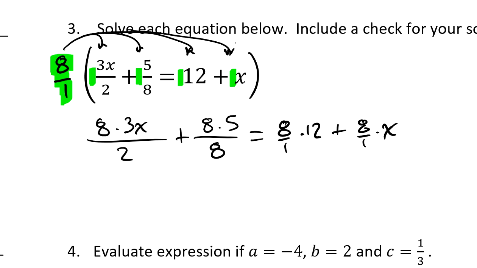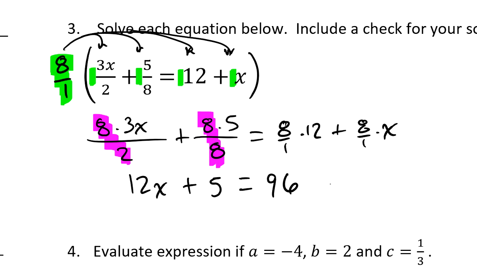Now I can simplify these, right? If you look, the first thing I can simplify is 8 over 2. That equals the number 4. So I'm going to rewrite this as 4 times 3x, or 12x. And then the next thing I can see is I've got 8 over 8, which is clearly a giant 1. That equals just plain old 5. So I've got plus 5. 8 over 1 is just 8. So 8 times 12. It turns out if I multiply 8 times 12, I believe I get 96, right? 8 times 12 is 96. And then finally, 8 times x is a positive 8x.